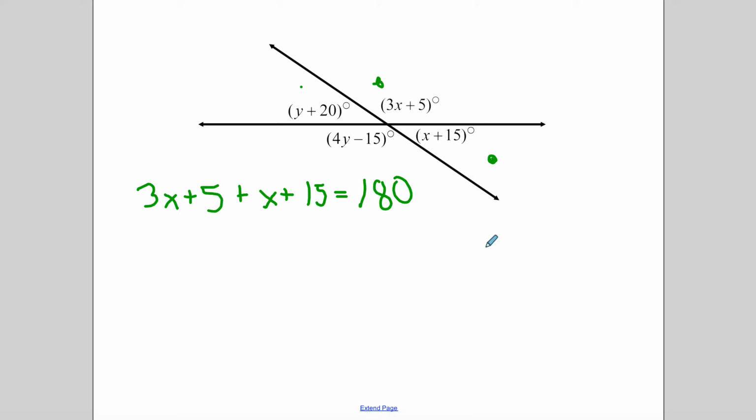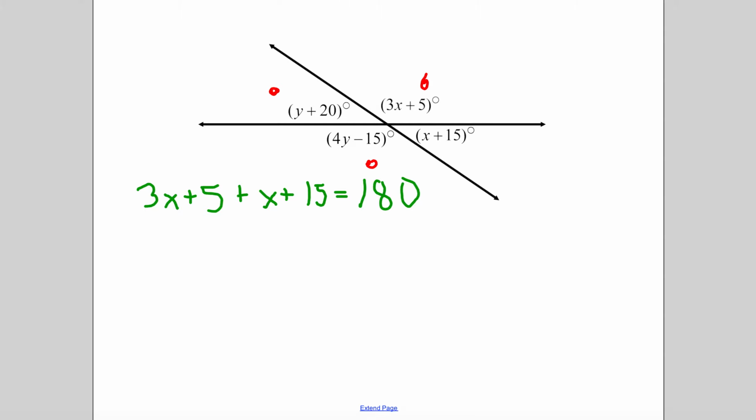Now you might be saying, well, why didn't we use the fact that vertical angles are congruent here to solve? Well, we could have done that because we also have examples of vertical angles in this picture. What do I mean by that? Remember, opposite angles when two lines intersect are vertical angles, and vertical angles are congruent. So this angle is congruent to this angle because those are opposite angles, and this angle is congruent to this angle because those are opposite angles.